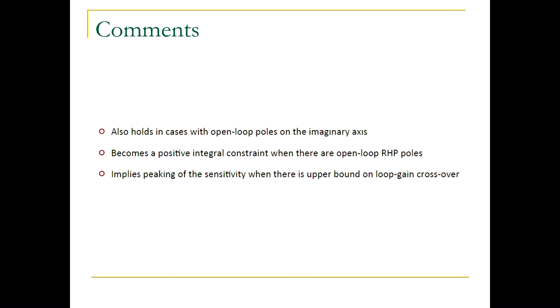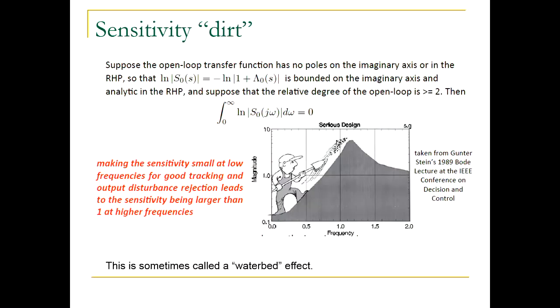By the way, these sort of integral constraints, or Bode integrals, can be stated for open loop poles on the imaginary axis. It actually becomes a positive integral constraint when there are some open loop right half plane poles. What is the positive integral? It means that this integral here is no longer zero, but it is related to unstable poles, right? So it is positive. And that is even worse because there is more area above zero than below zero, right?